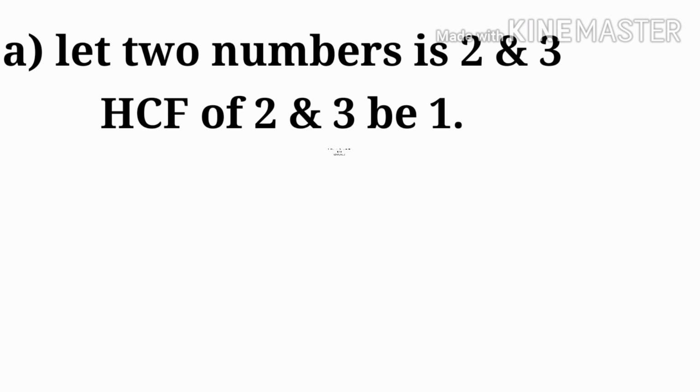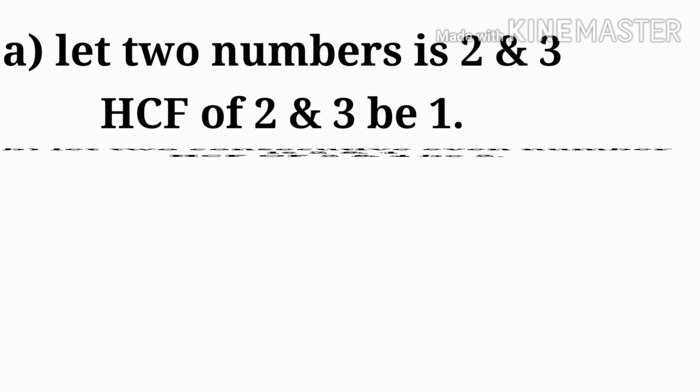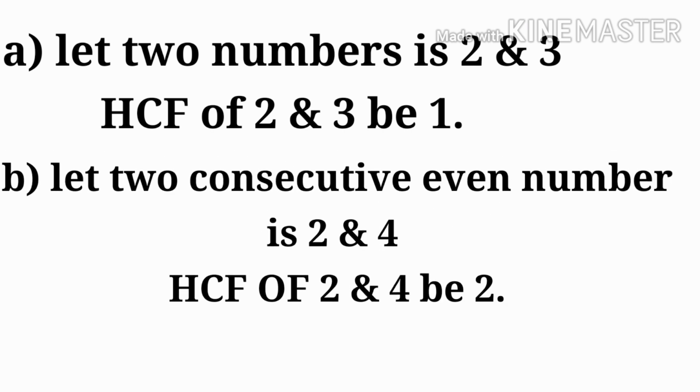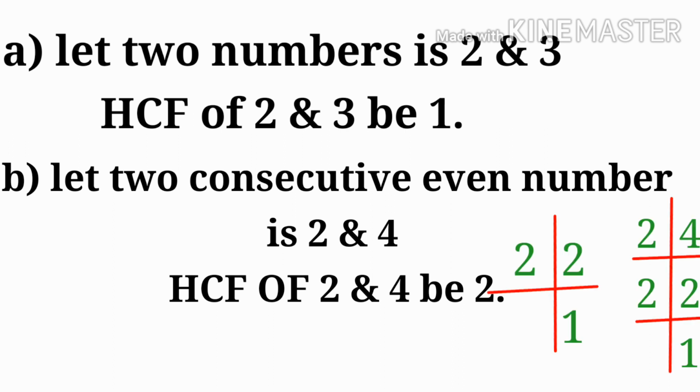Understood? B part for even numbers, consecutive even numbers. Let's suppose I'm going to take an example of consecutive even numbers. Any two you have to take. So I'm going to take 2 and 4. The HCF for 2 and 4 would be 2. You can do the prime factorization also. You will see the common number would be 2 only, because 2 ones are 2 and 2 twos are 4. So 2 is common. Okay. Now C part will be homework. You will do it on your own, students.